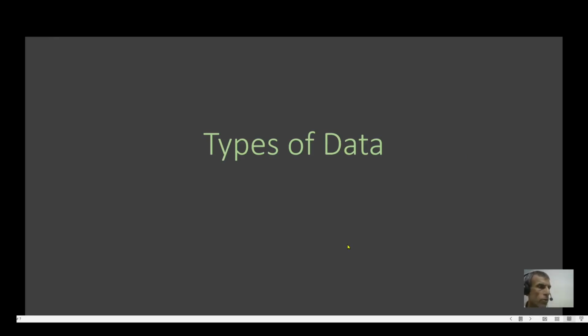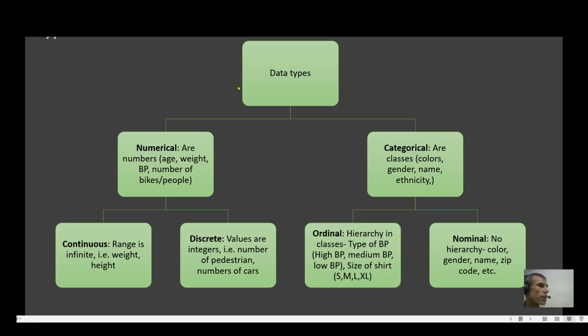Hello students, welcome back. In this session, I'm going to be talking about types of data. There are two types of data: numerical data types and categorical data types. Numericals are basically numbers by nature.